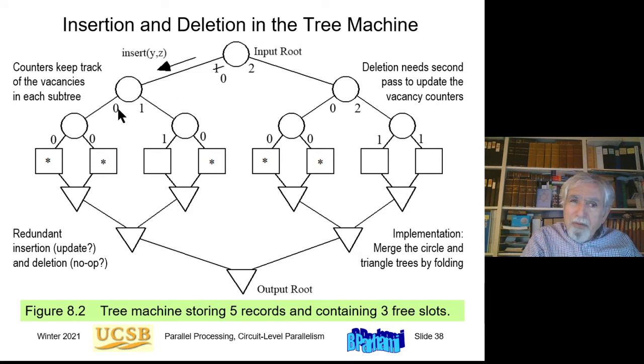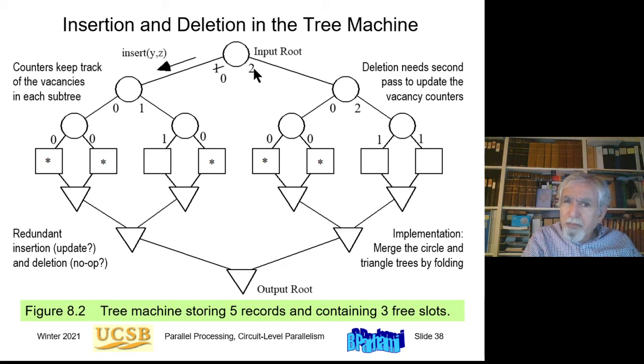Again, this one has counters 0 and 1, so it has no choice but to go to the right. And this one has counters 1 and 0, so it goes here and eventually will be inserted in this location. Now the next insert that comes in will have to go to the right because this counter is already 0. And therefore it will go here.